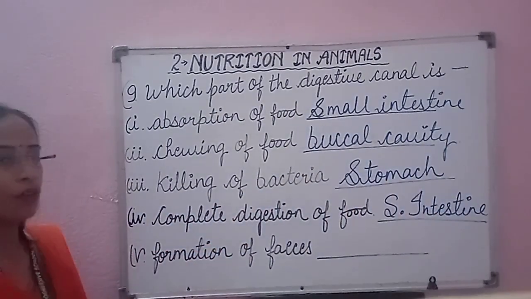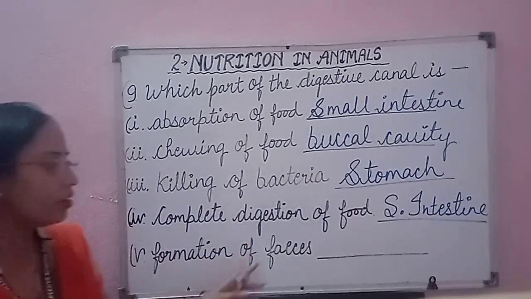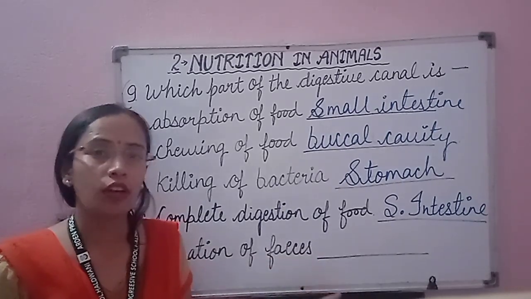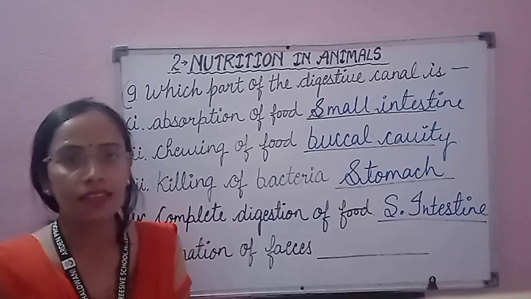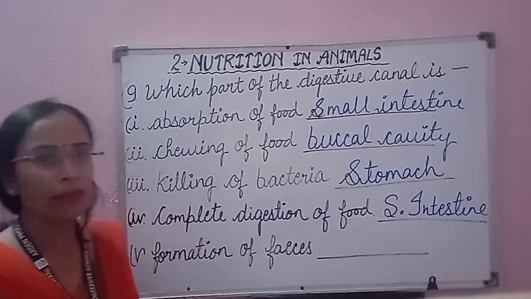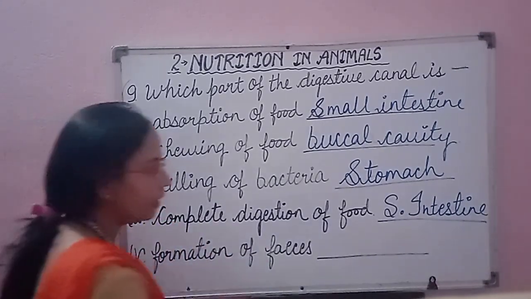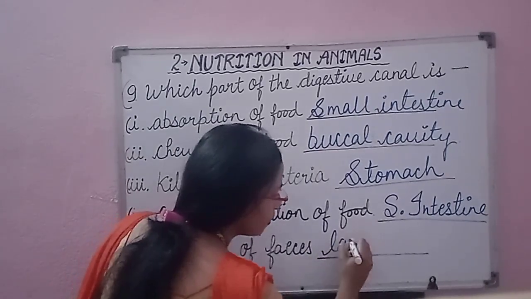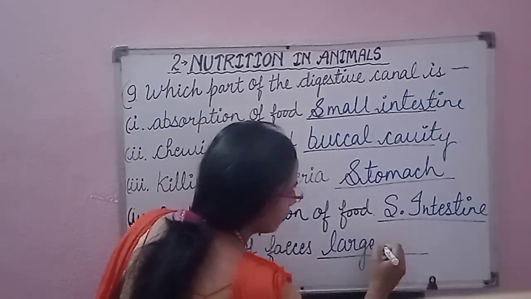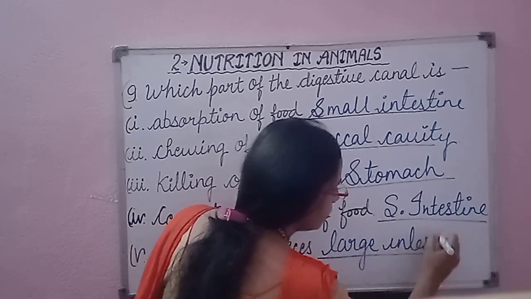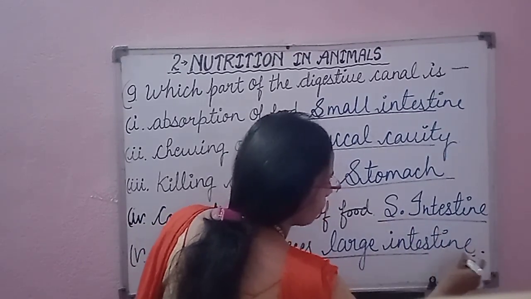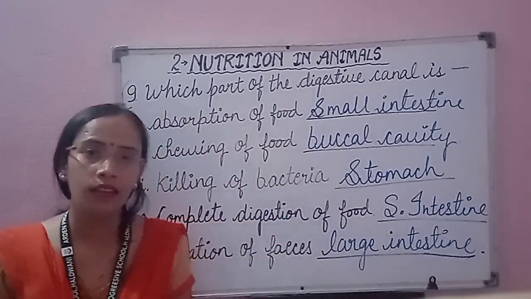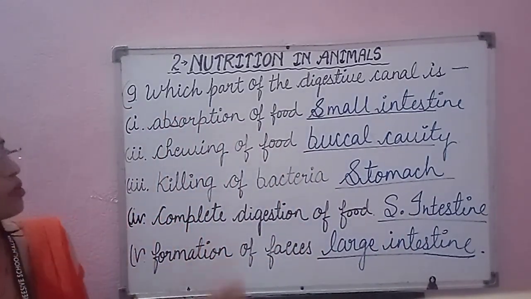Next, fifth one, formation of feces. So where does the formation of feces, or you can say the fecal matter, take place? The formation of fecal matter takes place in the large intestine. Large intestine. Clear? So students, these are the questions.